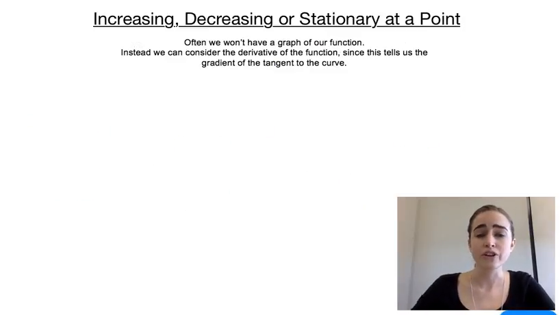So when we're looking at curves, it's relatively easy to figure out whether our curve is increasing, decreasing, or stationary at a particular point. But a lot of the time, our questions won't give us the graph of our function. Instead, we'll just be given what the function is. So f of x equals whatever it happens to be. So instead of graphing or sketching our function to figure these out, what we're going to do instead is have a look at the first derivative, because the derivative tells us the gradient of the tangent.